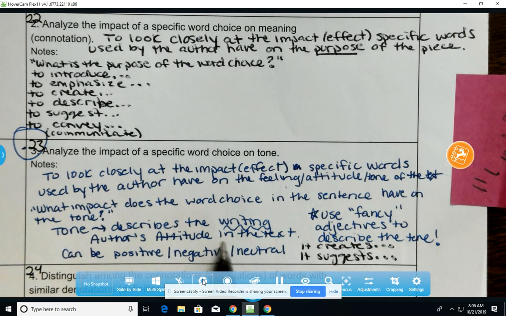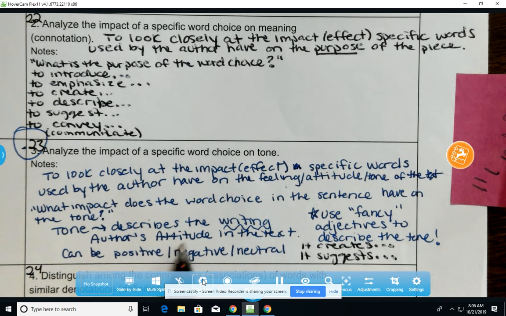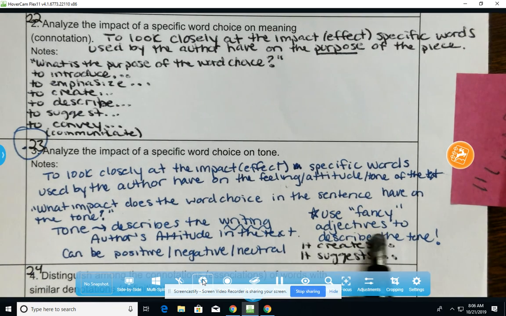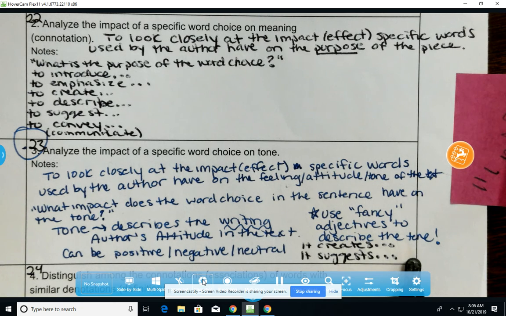Remember, we talked about tone, meaning it's describing the writing. It's the author's attitude in the text. And tone can be a positive word, a negative word, or a neutral word. So think about the tone of the piece. I would definitely recommend to look up and Google possible tone words. And tone words will always be categorized positive, negative, or neutral. And pick a word off that list when you think about what is the tone of a piece, using a fancy adjective to describe that tone.